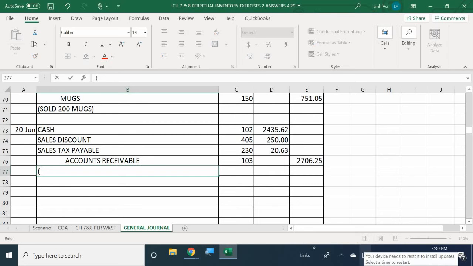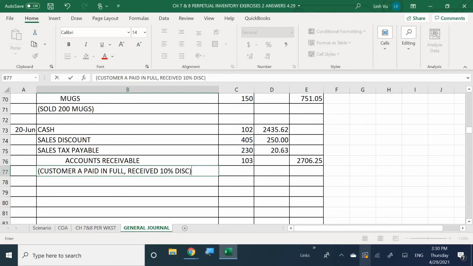And the great thing here is we can note that they paid us. And when they paid us, they earned the discount. So customer A paid in full, and then you could say received 10% discount. Okay. All right. Okay, excellent.